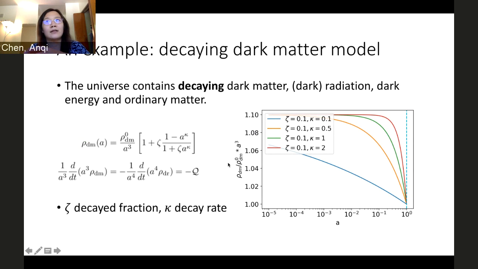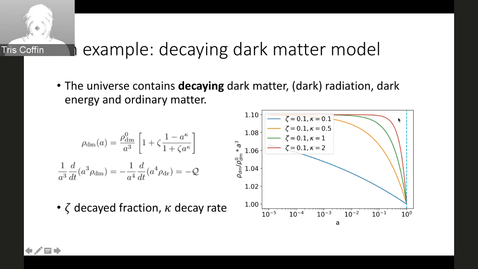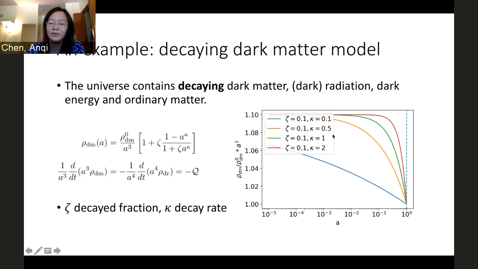In this sense, I introduced two extra parameters. First is theta, the decayed fraction of the dark matter: the ratio between the amount of dark matter at the beginning of the universe and at current time is 1 plus theta. And kappa is a decay rate parameter. The higher kappa is, the faster the decay happens.